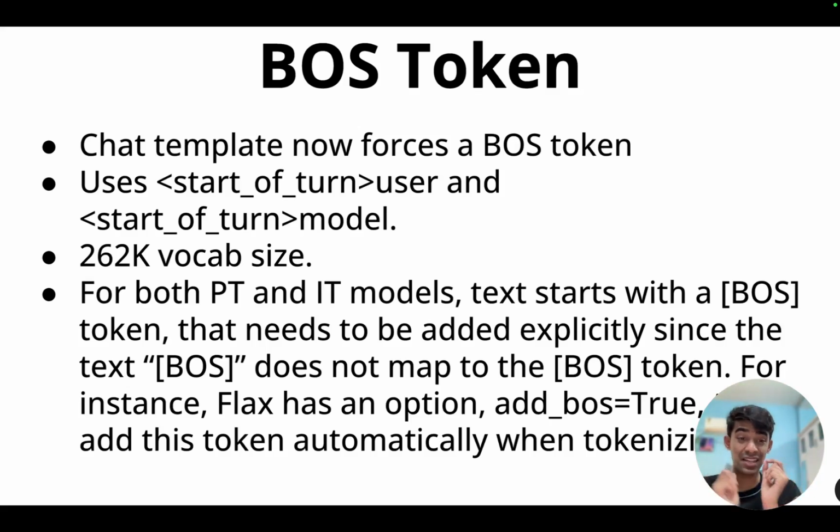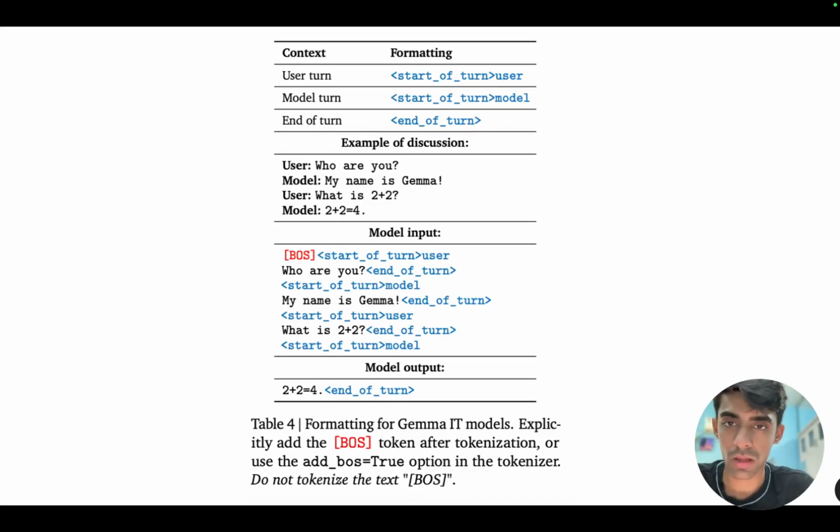For both pre-trained and instructed models, right? They are saying that the text should start with a BOS token, which should not be part of the text, because the BOS does not map to a BOS token. So you need to first tokenize the whole thing, and at the end add the BOS token. They are telling us there is a flag as an option, add BOS equals true, and I think the same will be applicable in the Hugging Face transformers library. I hope so. They have this enabled there, right? So this is going to automatically add this BOS token when initializing the tokenizer and starting everything.